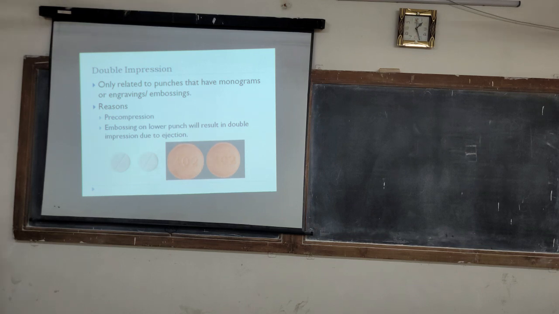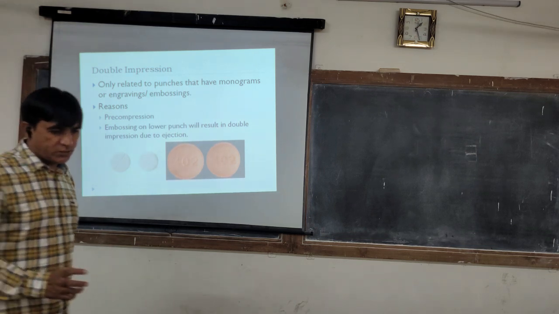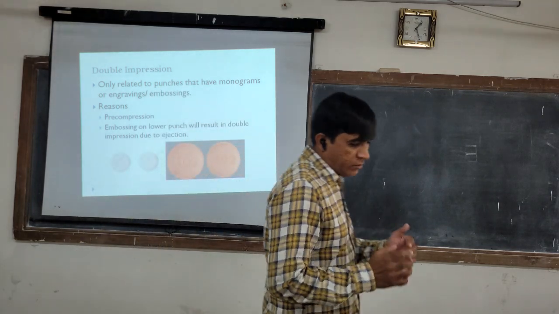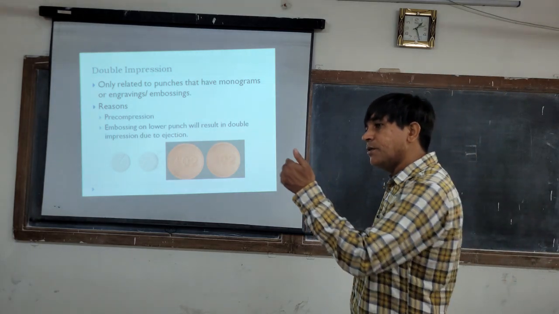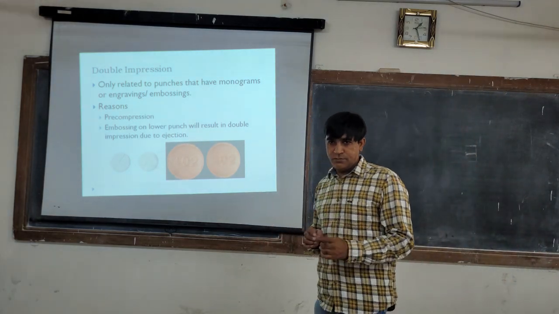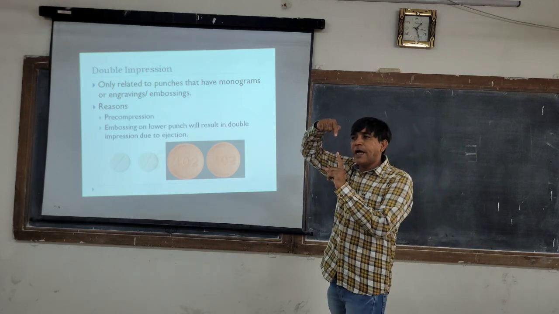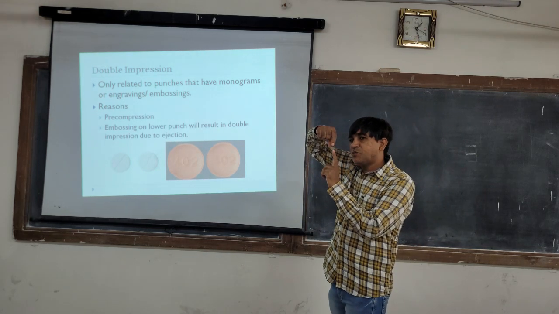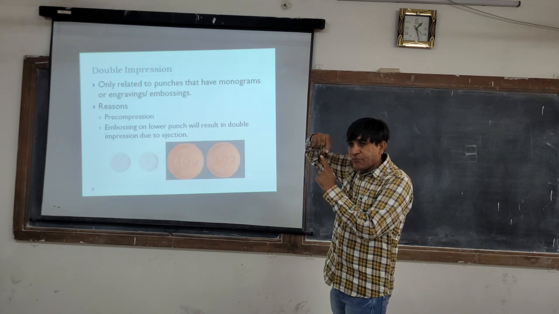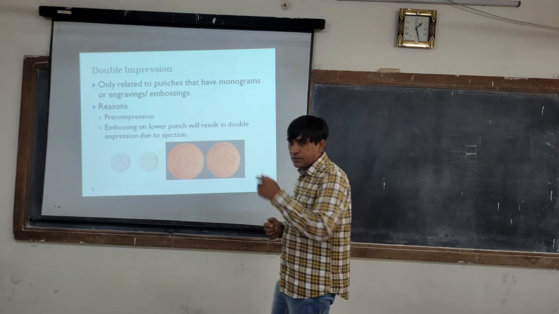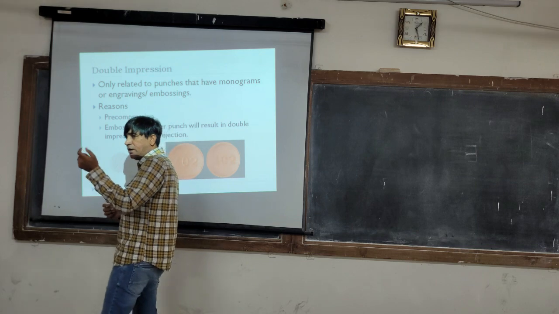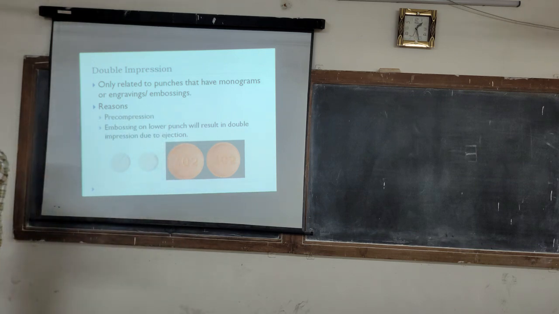Next is double impression. When we are using embossed punches, at that time there are chances of rotation of the punches between the pre-compression and compression, because the track is guiding the punches, and that's why the punches may sometimes rotate to some degree, and that will increase chances of double impression. So in such case, we can use punch locks. At the side of the die table, there is a lock available in which we can prevent the movement of the punches, and by using those punch locks, we can prevent the rotation of the punches.